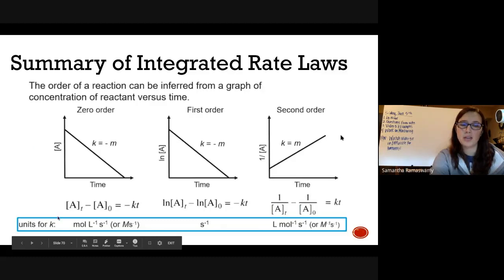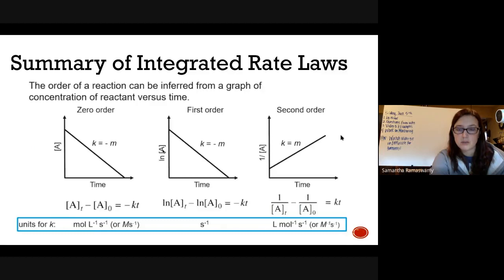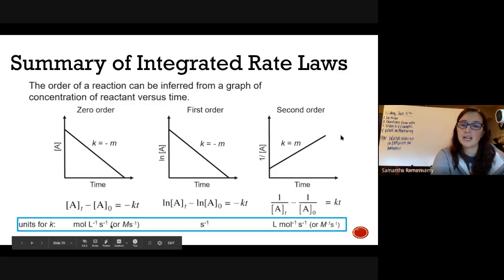Now your units for k. K is a rate constant. Notice how your units for the y-axis are different in every graph. Here you just have molarity. The natural log gets rid of units, so there are no units for that. And then 1 over concentration would be per molar, because it's 1 over molarity. That's how we can actually get our different units for the rate constant. Notice how that still matches up with what we've been looking at already.